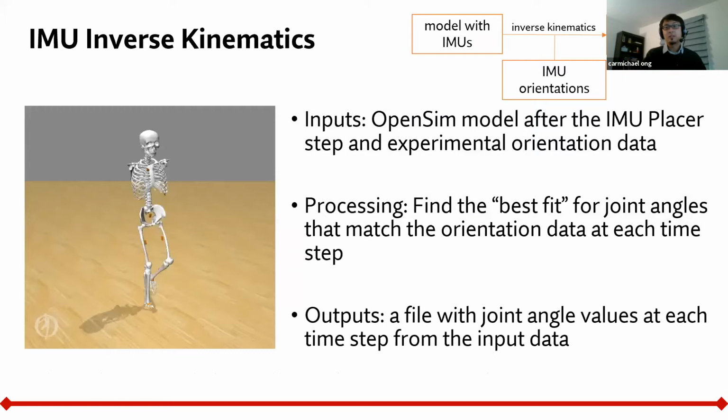The other major OpenSense tool is the IMU Inverse Kinematics tool. And this step takes as inputs an OpenSim model after the IMU Placer step and experimental orientation data. This finds the best fit for joint angles that match the orientation data at each time step of the input data. And this outputs a file with joint angle values at each time step from the data.